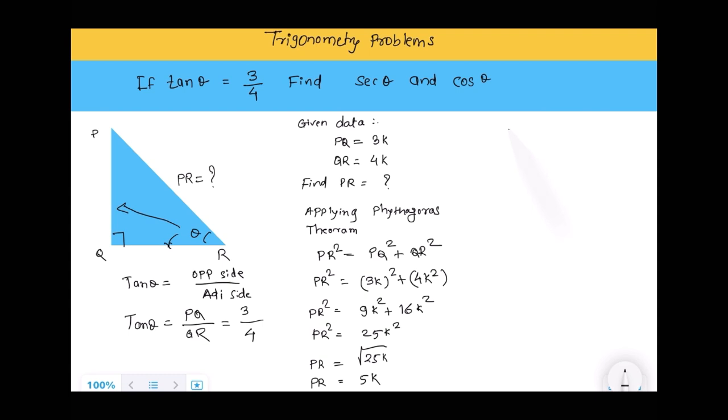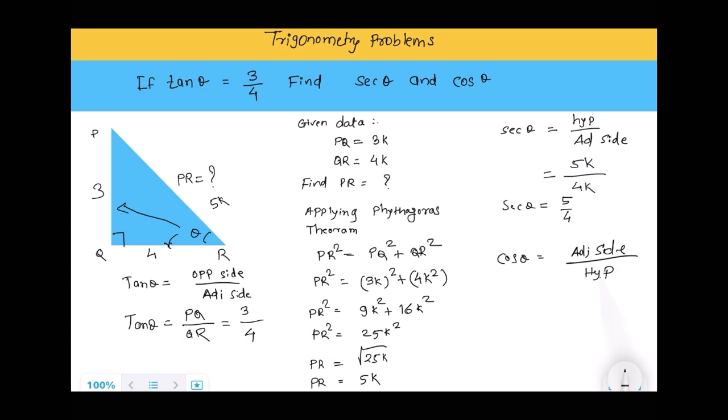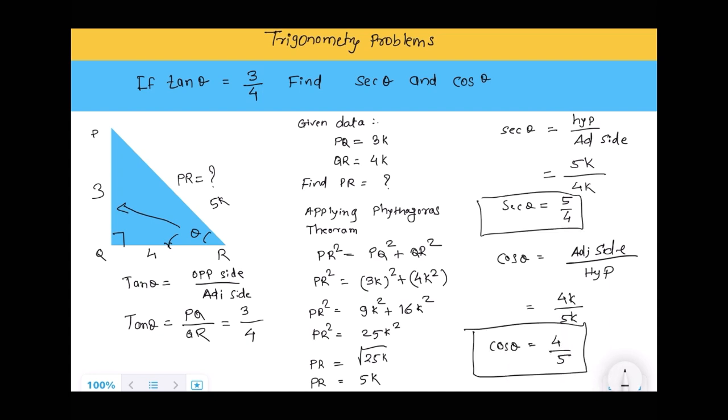Sec theta is hypotenuse upon adjacent side. What is hypotenuse? 5K. Adjacent side is 4K. So it is 5 upon 4. Let's find out cos theta. Cos theta is adjacent side upon hypotenuse. What is adjacent side? 4K. Hypotenuse is 5K. So cos theta is 4 upon 5. It is very easy, right?